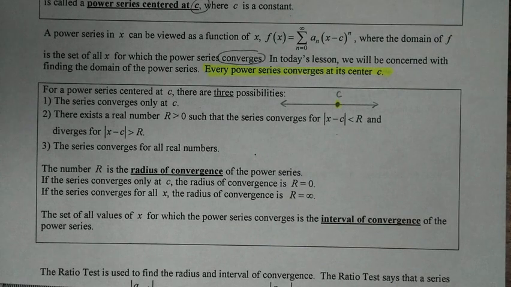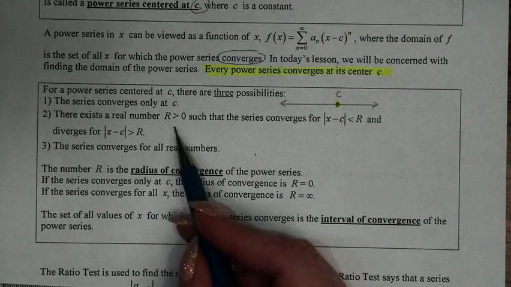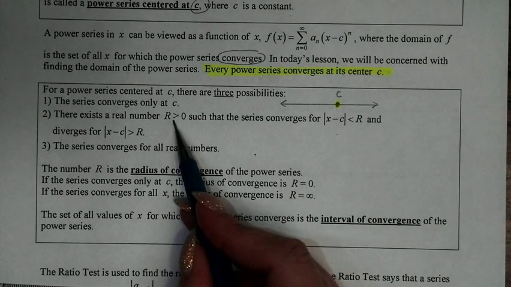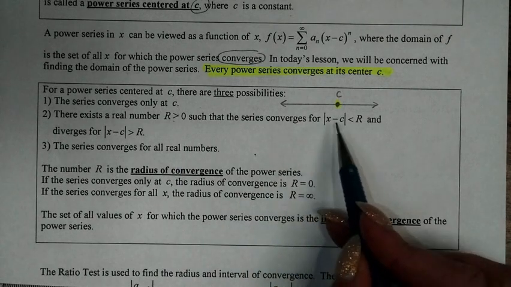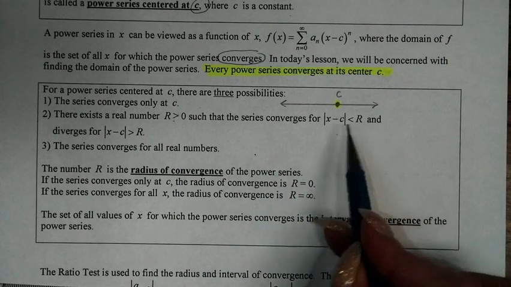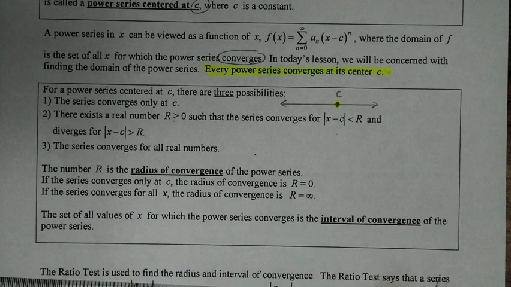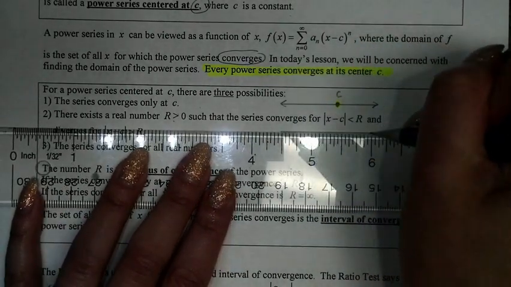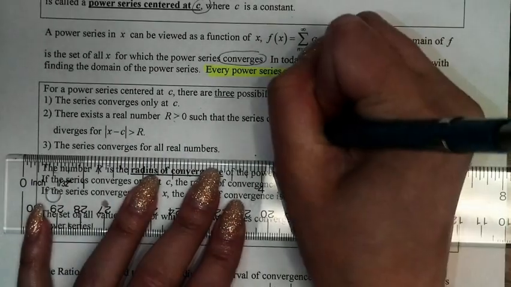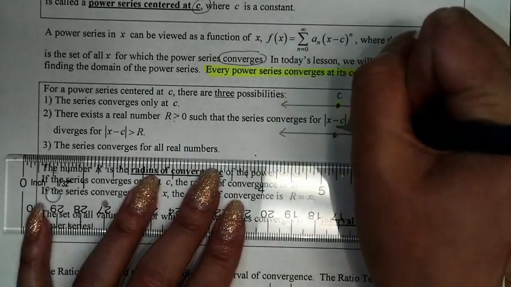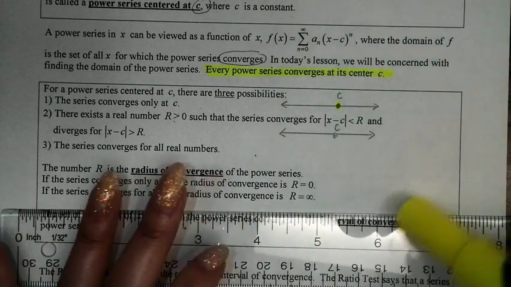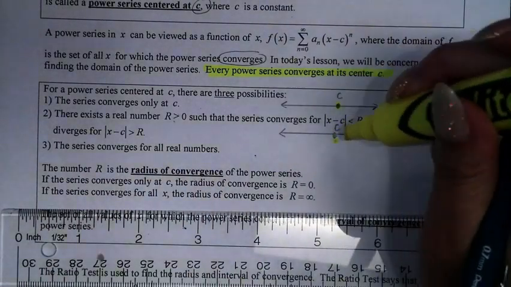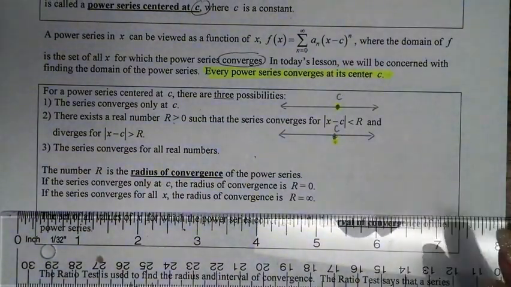The second possibility is when there's a real number r greater than 0 such that the series converges for |x - c| less than r and diverges elsewhere. So what this is telling you, r is going to be what we call the radius of convergence. Okay. So what you have is you have your C here, okay, and you do know that that C, there's no question about it, it converges there. Okay, your power series converges there.